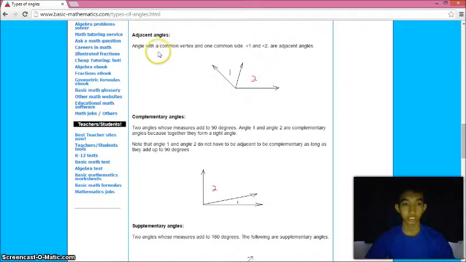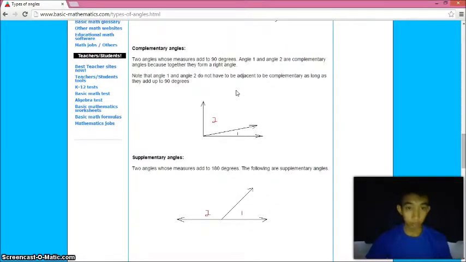Next, adjacent angles. Angles with a common vertex and one common side. For example, here I'll show you one. Angle 1 and angle 2 are adjacent because they have a common vertex. They share the common vertex here. This is called the vertex, and they share one common side. So angle 1 and angle 2 share a common vertex and one common side.